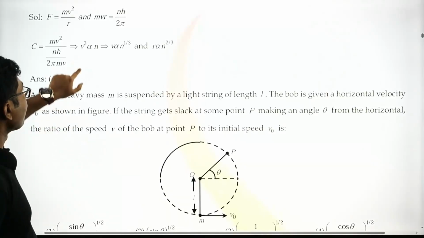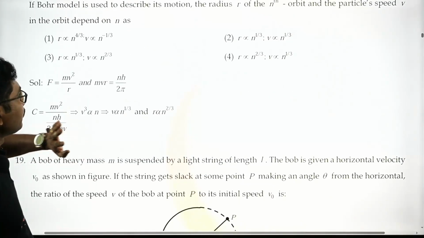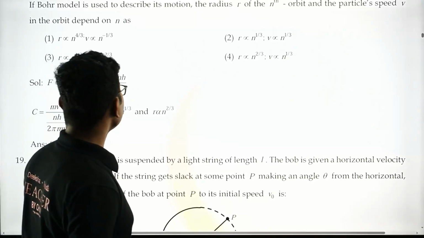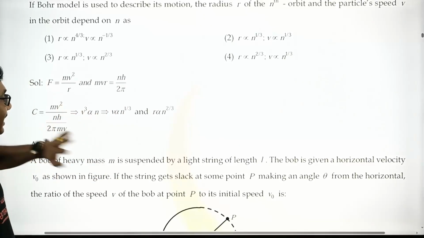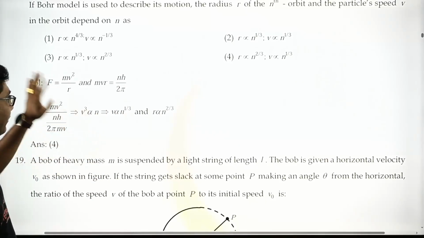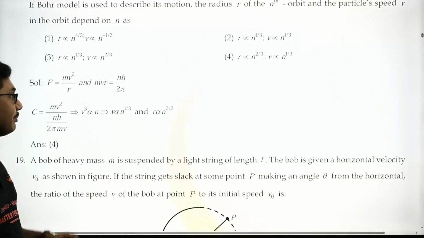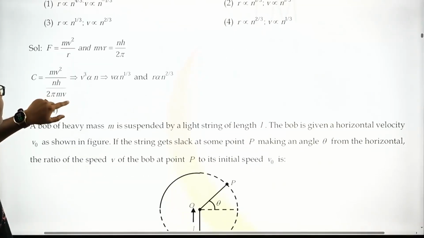So the correct answer is option 4. It is not proportional to the square of r, as many students think. That's why this is a tricky question. This is not a super easy question. Even though the solution is simple, the question is very tricky.